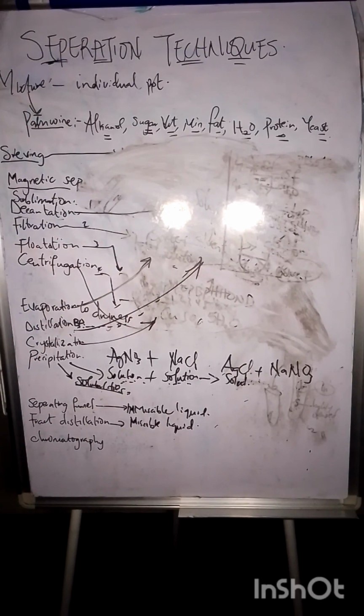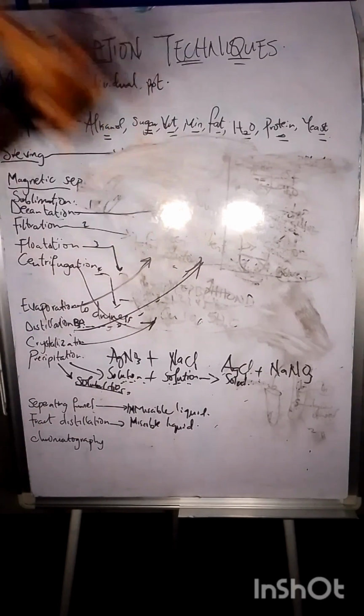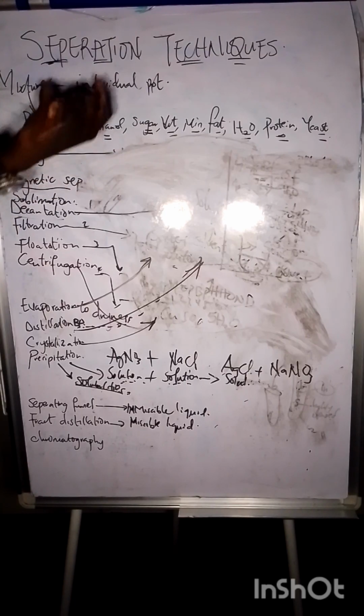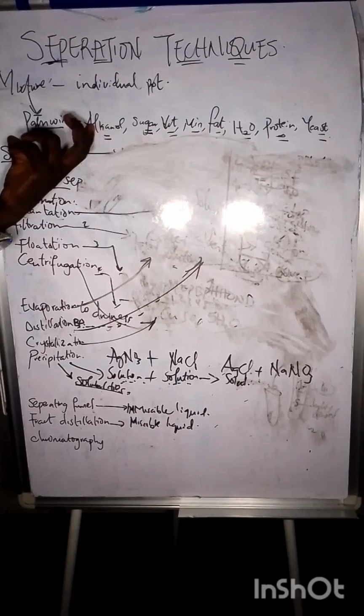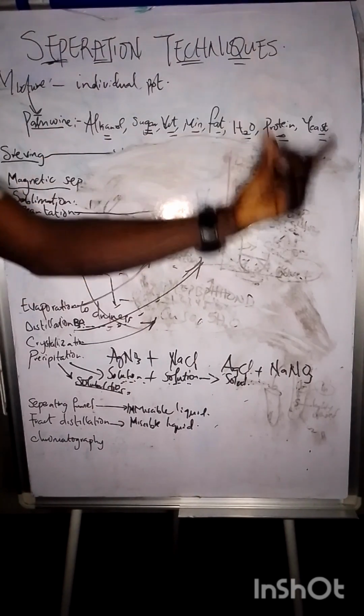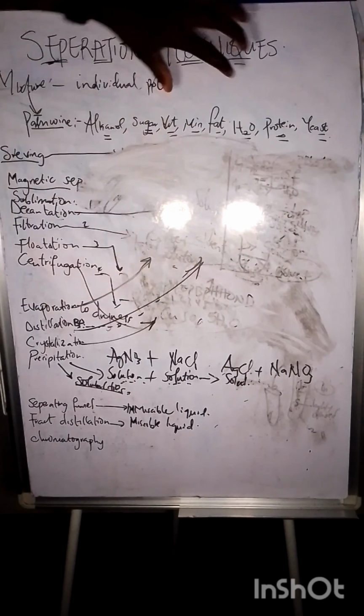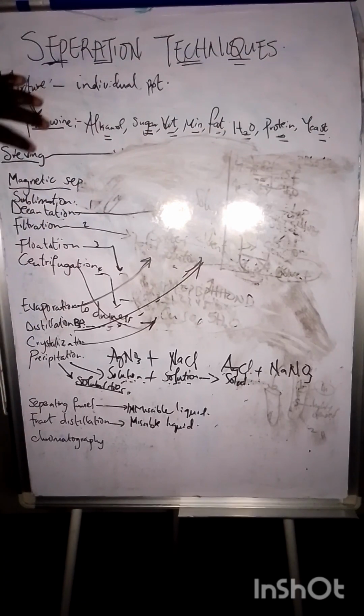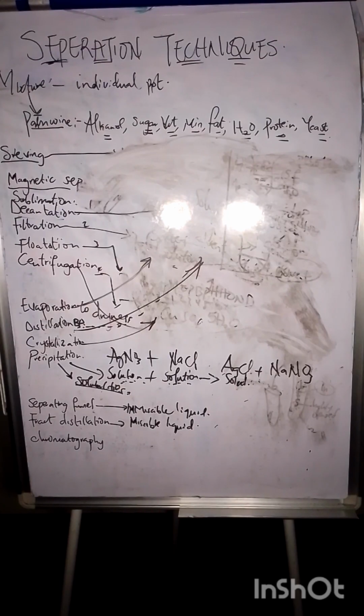You have your Coca-Cola is a mixture. Are you with me? Your air is a mixture of gases. You have your nitrogen, your oxygen, your noble gases, carbon IV oxide, and all. So we found out that all these constituents that make up a particular mixture retain their individual properties. And if they retain their individual properties, we can take advantage of them to separate them from each other. Are you with me? That's why we came to sieving, magnetic separation, sublimation, decantation, filtration, and so on.